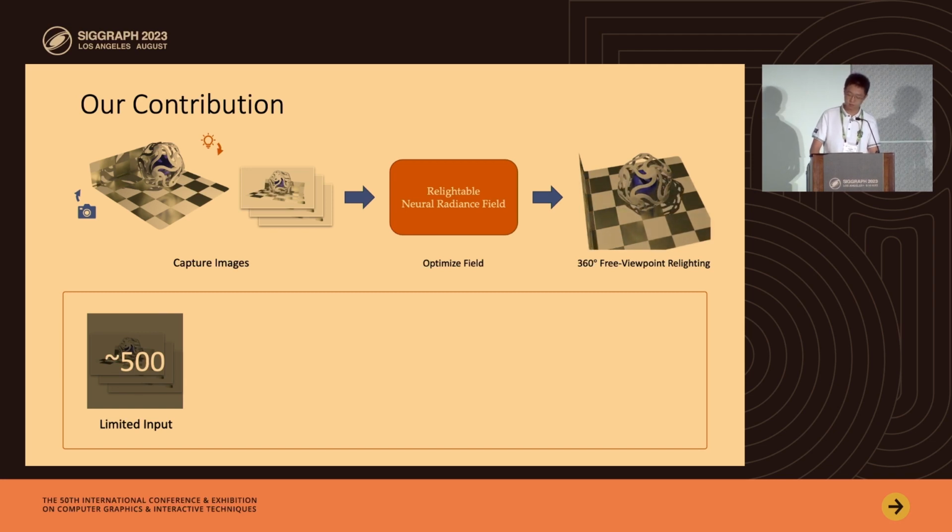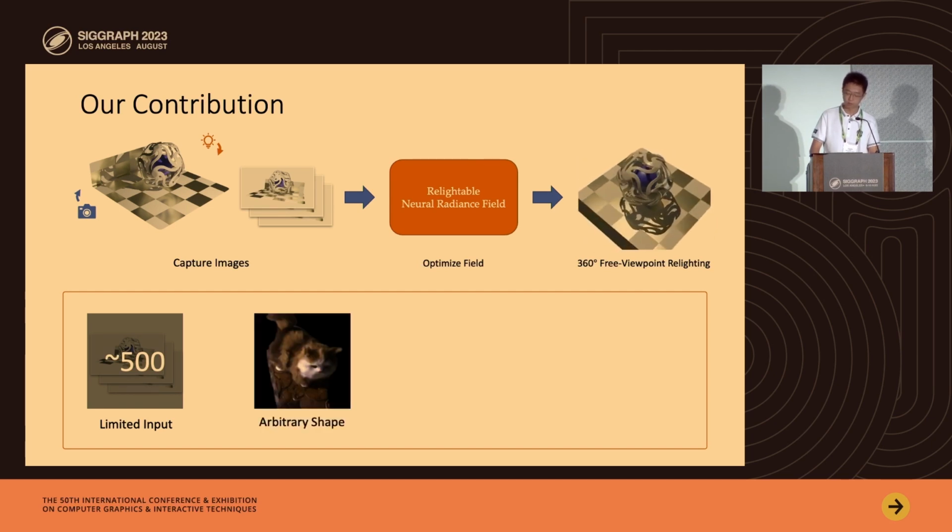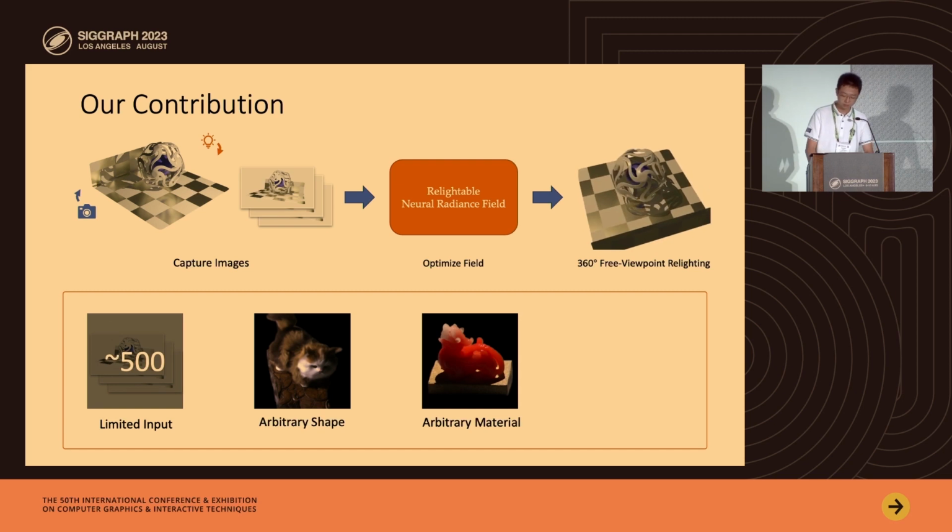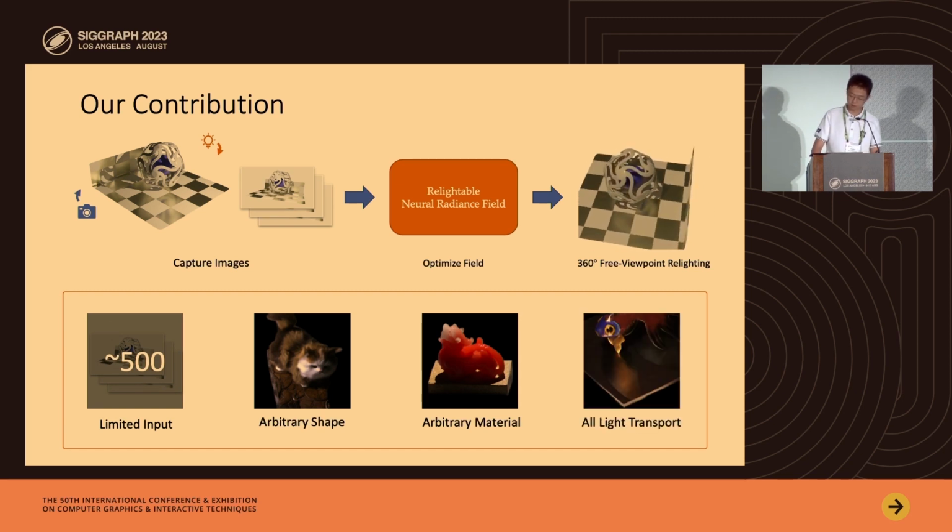An advantage of using a directly relightable neural representation is that there are no limitations on object shape or the material properties, as well as that it can embed all the global light transport effects in the captured scenes.